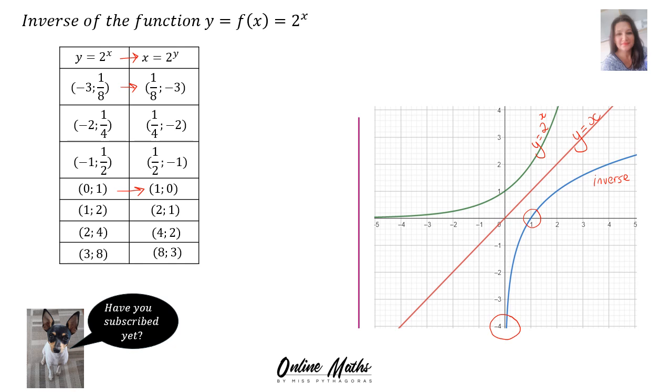Now, let's work out the equation of the inverse function. Therefore, we have the original function y is equal to 2 to the x. Then inverse is x is equal to 2 to the y, the x and y coordinates swap.